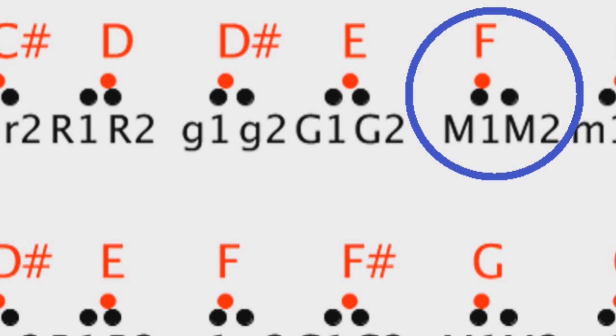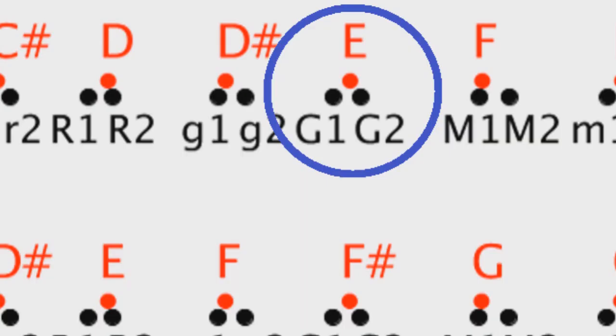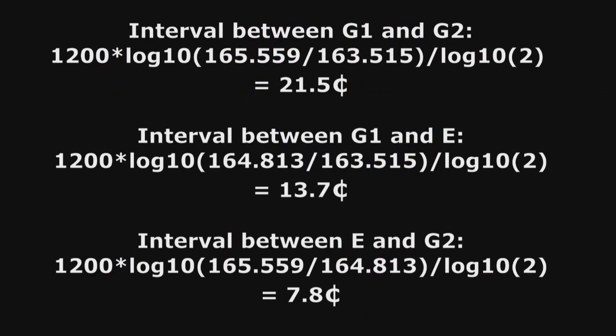So, would we be able to tell the difference between a 12 TET F and a Shruti M1, for example? We know that we would between F and M2, since that interval is very close to that between the Shrutis M1 and M2. How about between F and M1? Well, here we're talking about a difference of under 2 cents, so the answer is unlikely. How about between G1 and E, and between E and G2, where E looks to fall kind of between the two? Well, between G1 and E the interval is about 14 cents, and that between E and G2 is about 8 cents, so the answer is we should be able to detect a pitch difference.